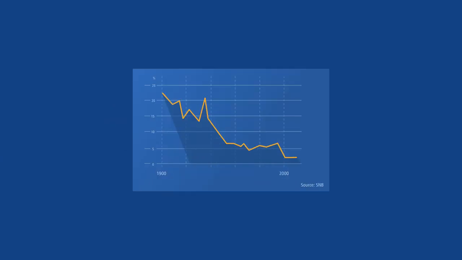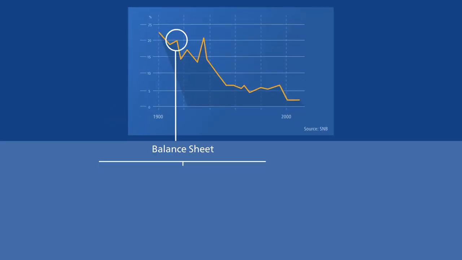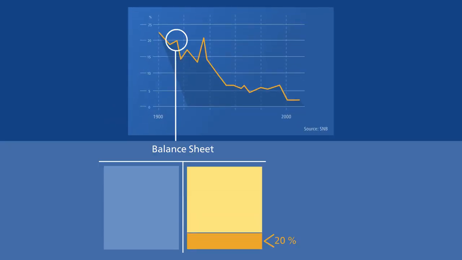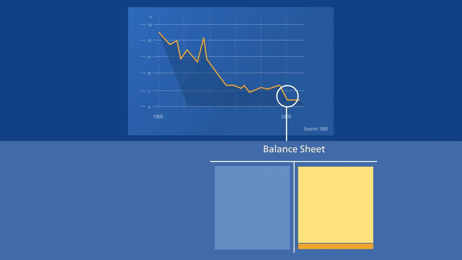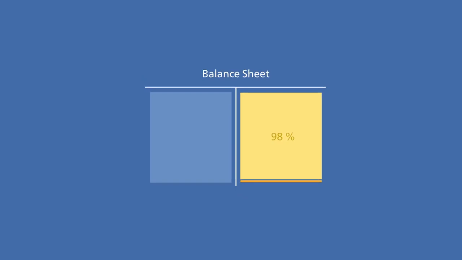100 years ago, the percentage was around 20%. After World War II, the percentage dropped from 10 to about 5%. In the boom phase before the crisis, equity only accounted for around 2% of the balance sheet total. This means 98% of the bank was financed with debts.